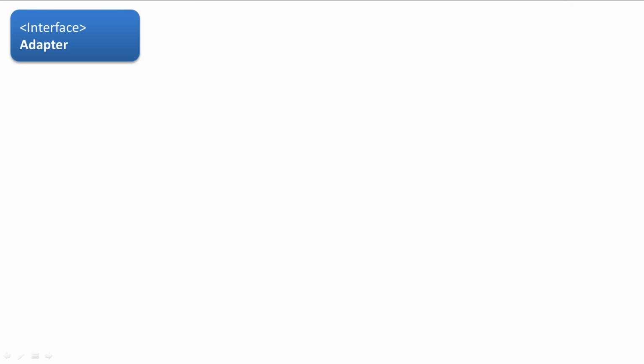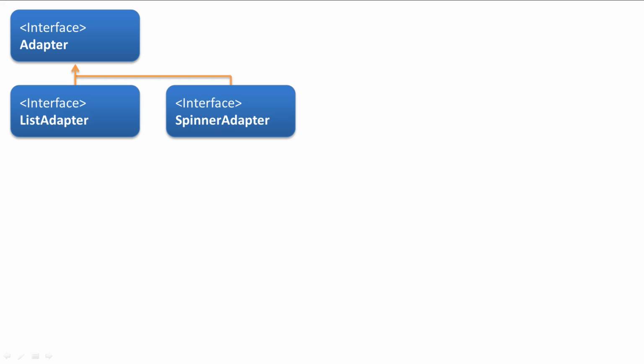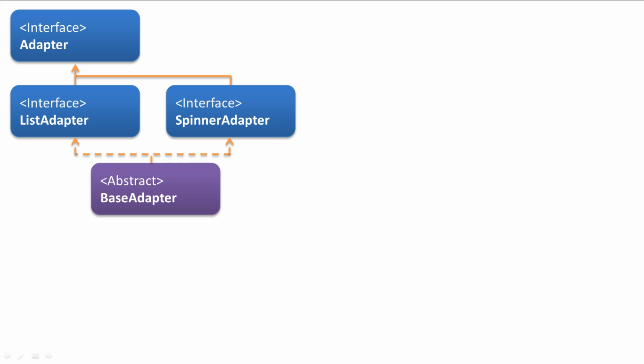Adapter is actually an interface, and all adapters eventually implement it. There are two sub-interfaces of adapter, list adapter and spinner adapter. These adapter interfaces define the adapter for list view and grid views plus spinner views. Probably the most confusing part is that the base adapter is an abstract class that implements all three interfaces. This is actually a great convenience for developers, and we'll see that later.